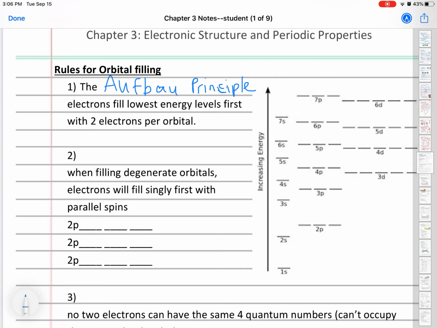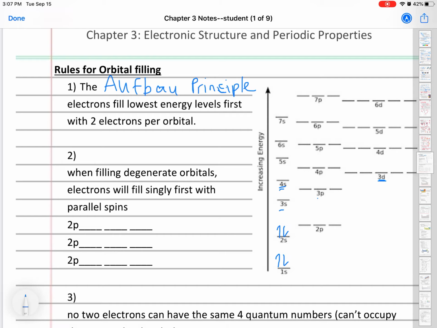The first rule is called the Aufbau principle. The Aufbau principle says that electrons are going to fill the lowest energy levels first, and that they can fill with 2 electrons per orbital. So they'll fill 1s first, then 2s, then 2p, then 3s and 3p, and then they fill 4s before they fill 3d, which is a little counterintuitive. You'd think they'd fill all the 3s first, then the 4s, then the 5s, but it just happens that these energy levels overlap. So 4s is actually lower in energy than 3d, so it will fill 4s before 3d.